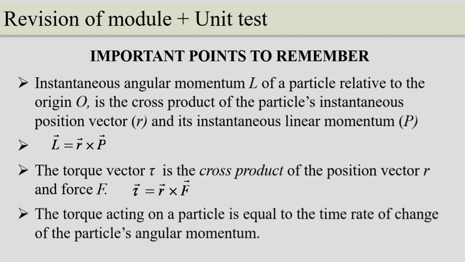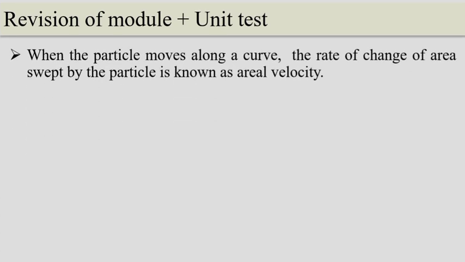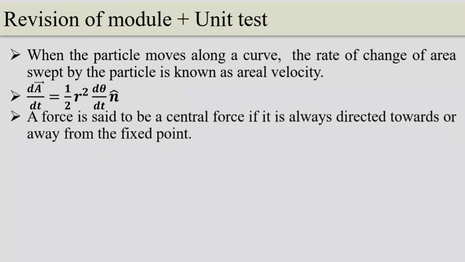And also, the torque acting on a particle is equal to the time rate of change of the particle's angular momentum, that is vector tau is equal to the derivative of angular momentum with respect to time t. And now when a particle moves along a curve, the rate of change of area swept by the particle is known as areal velocity, which is constant, and it is represented by the equation dA by dt is equal to half r square theta dot.